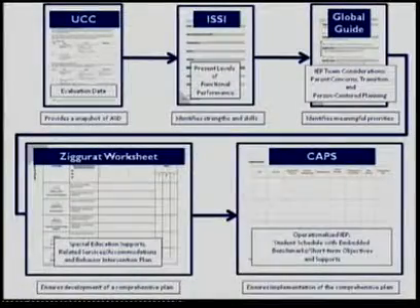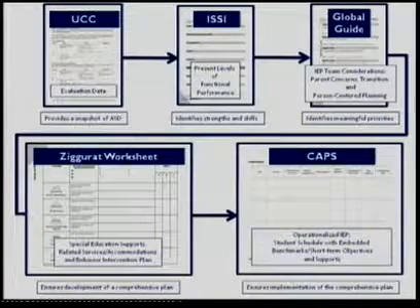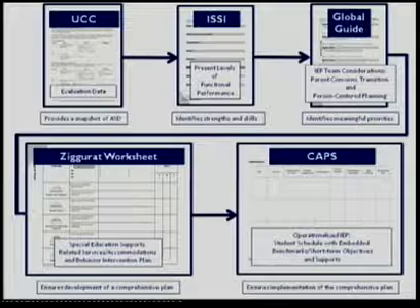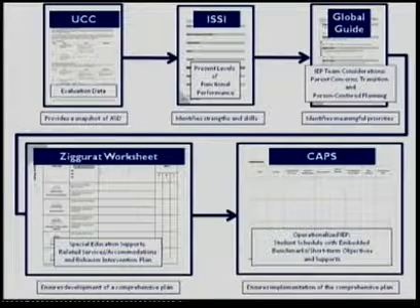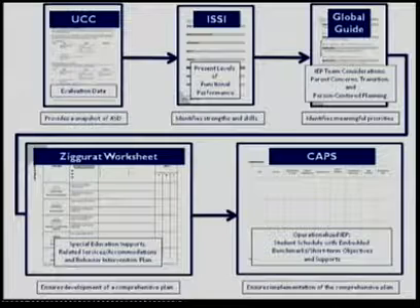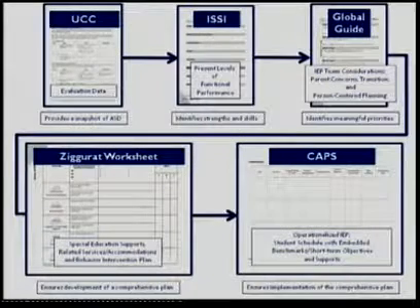When developing a comprehensive program, one of the ways we do it at the Ohio Center for Autism and Low Incidence is we use the UCC, which is the Underlying Characteristics Checklist, the ISI, the Individual Strengths and Skills Inventory, a global guide from the Ziggurat model, the Ziggurat worksheet, and the CAPS. This is kind of the flow of going from understanding the unique characteristics of the individual, to good intervention practices, to the side of implementation.